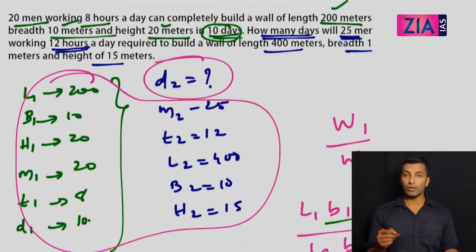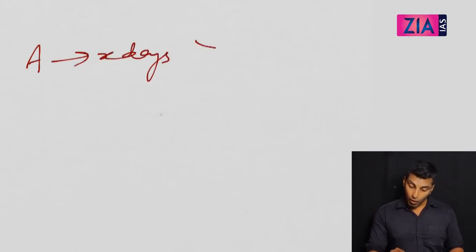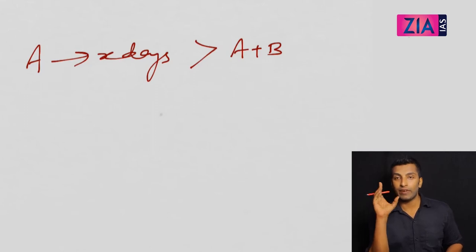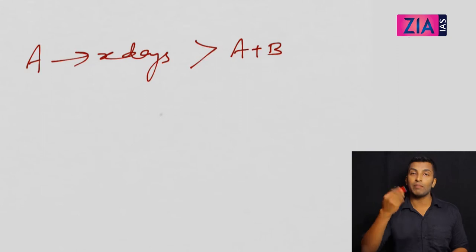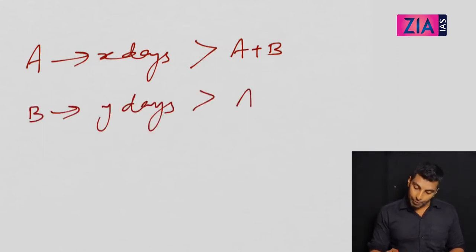Just need to remember this or just need to know this. Another pattern which I need to discuss that I have seen in previous papers is, let's suppose A takes X days more than A plus B working together. See, if A plus B working together can complete the work in, let's suppose, 10 days, then A takes X days more, that means 10 plus X. That's the idea. Similarly, they'll give you information regarding B also.